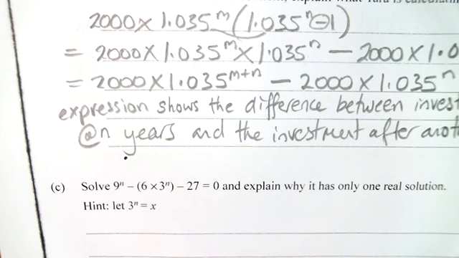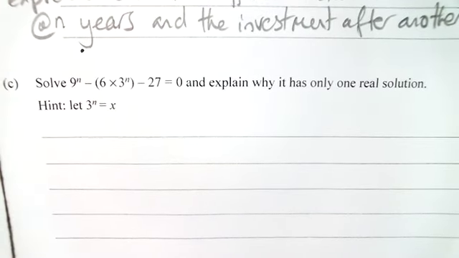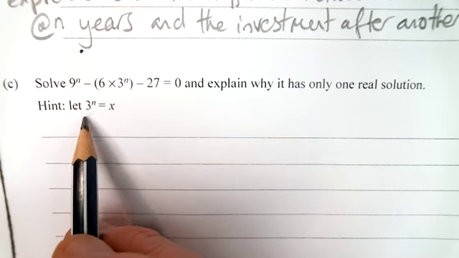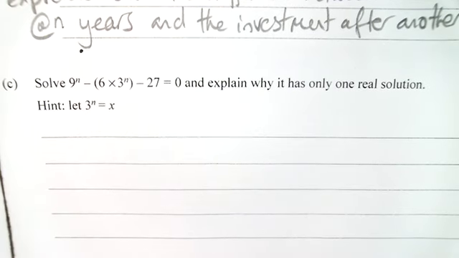All right, here's a 2012 NCEA 2 exam. This is going to be question 1c. So we're getting to the end of question 1. We're just going to start question 2 shortly. It says solve this equation. Explain why it only has one real solution. It also says let 3 to the n equals x.